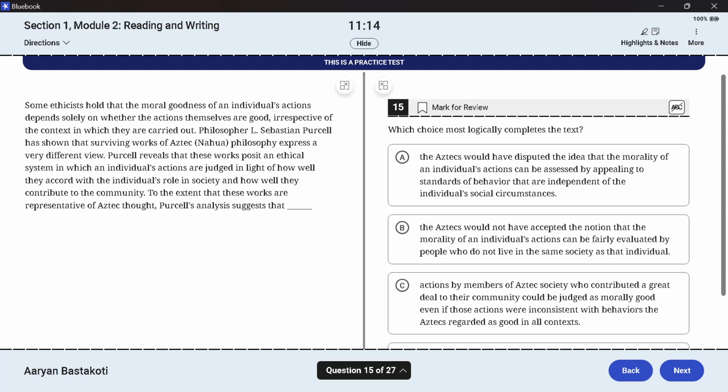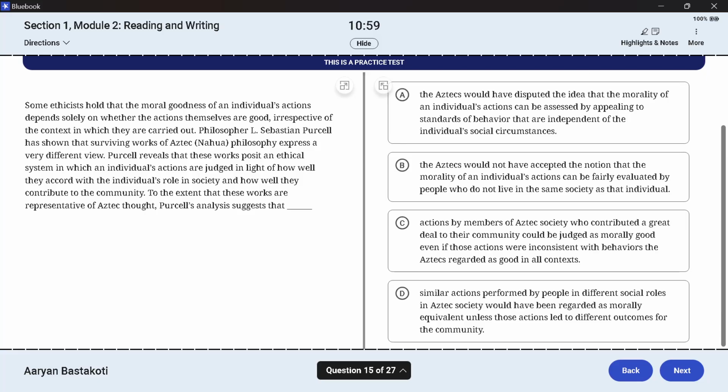Actions depend on your actions, irrespective of the context in which they are carried out. Okay, the Aztecs, they're comparing moral goodness as an activity or an action, but the Aztecs believed that the context in which goodness is done matters. So, what do the Aztecs suggest?